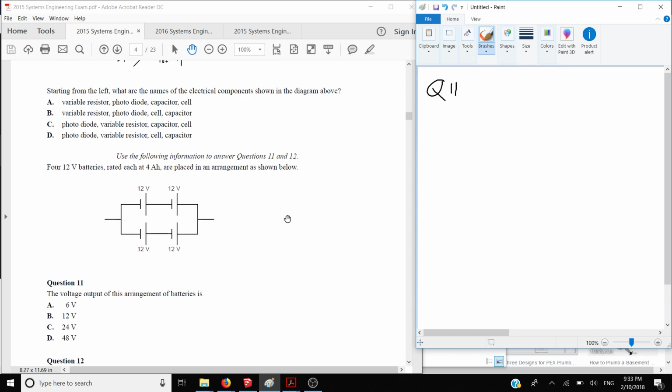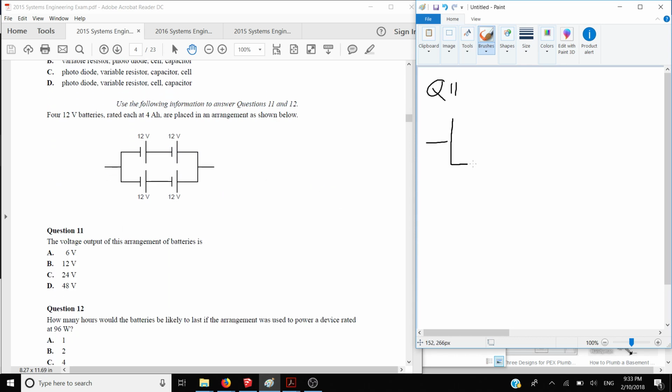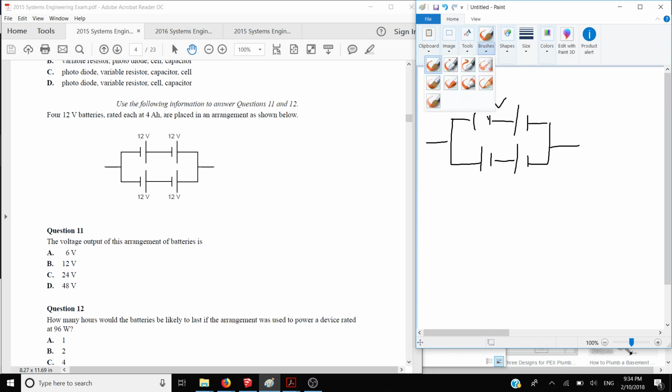Question 11, and this is a good one. I'll draw this. So we've got some arrangement of batteries. Now, each of these batteries is 12 volts. Let's look at the arrangement. We've got some that are in series. These two batteries here, and these two batteries here are in series, which means that there's a current path and it flows through both of them, one after the other.